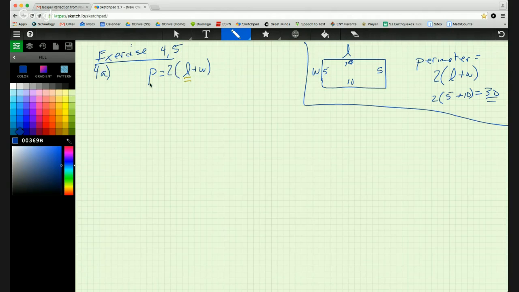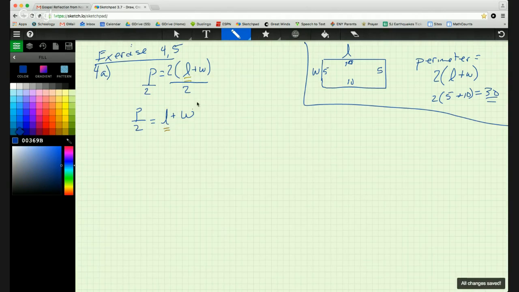The first thing we're going to do is we can do two things. We can either distribute first or we can divide by 2 first. So let's try dividing by 2 first. Either one will give you the same answer. So now we have P over 2 equals L plus W. And now we're one step closer to solving for L.